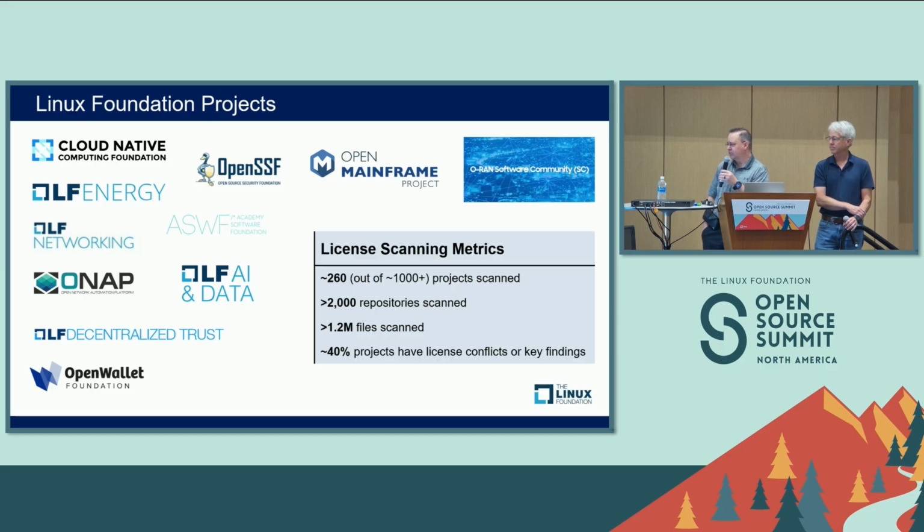So about 260 projects, that's about 2,000 repositories, over 1 million files, and whether it's fortunate or unfortunate, in about 40% of those projects I find some type of what I call a key finding or a license conflict. It could be an Apache 2 code base that has some GPL snuck in there somewhere. It wasn't done intentionally, most likely. Somebody made a mistake. But we want to know that it's there so we can take care of that.